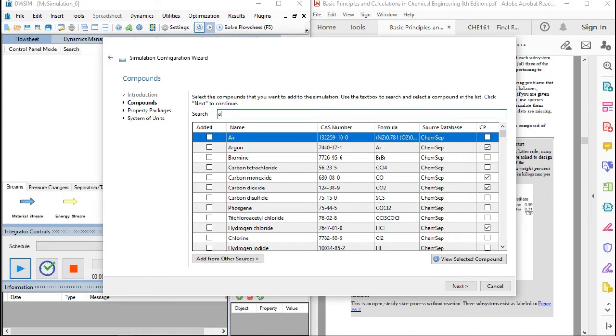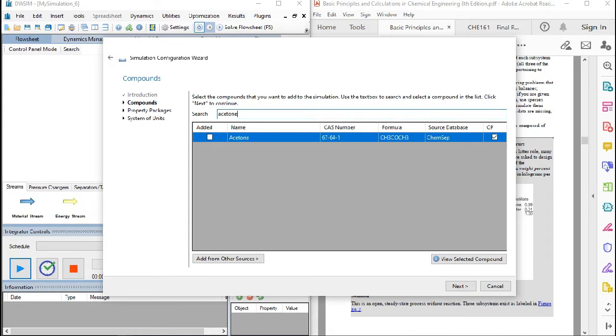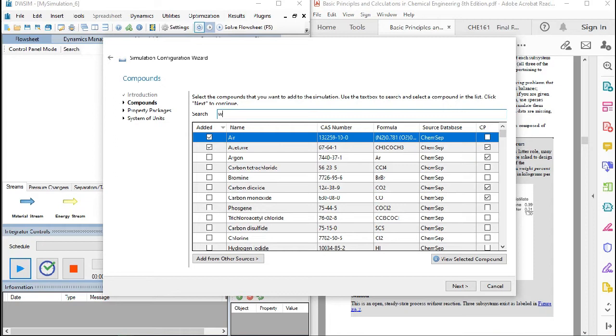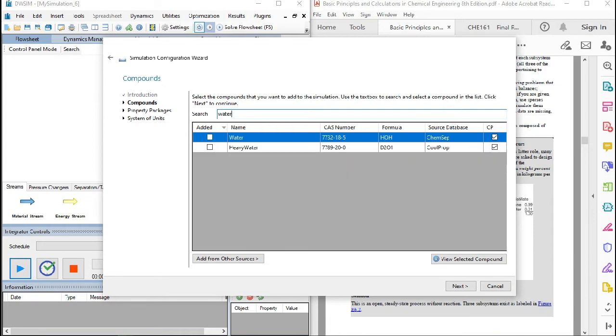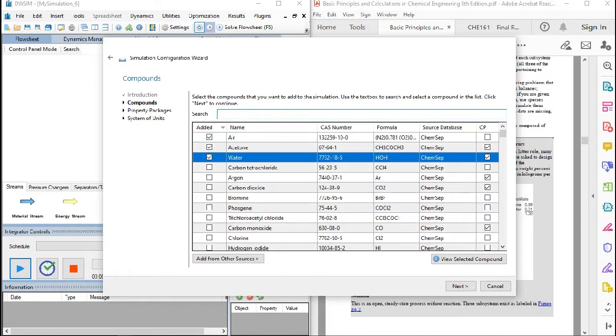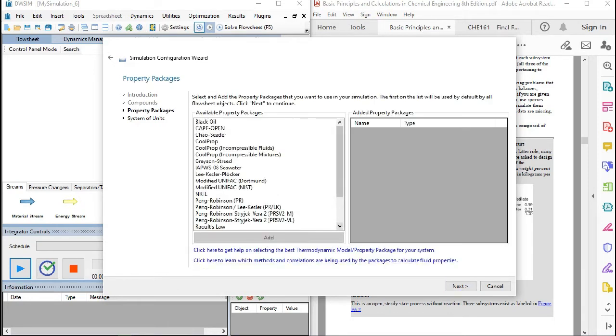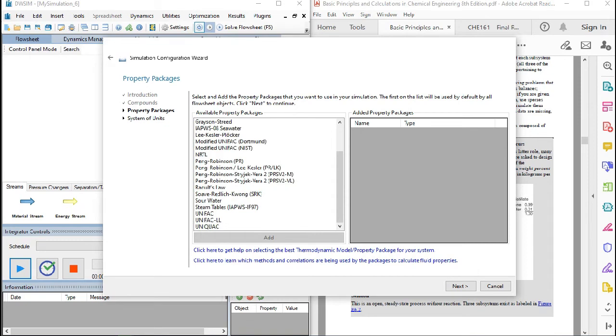As you can see, we've got acetone, we need air, and lastly water. So let's check the three compounds. Okay, we've got air, acetone, and water. The next step is that we will be choosing the property packages, and we will be choosing Raoult's Law this time.